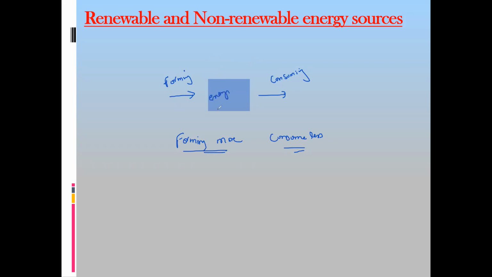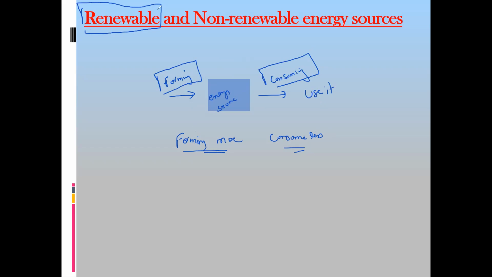If any kind of energy source is there, you check two things. One is the rate at which it is forming, and the second is the rate at which we are consuming or using it. If we find that it is forming at a greater amount, but we are consuming a very small quantity of it, we call that energy resource a renewable energy resource.